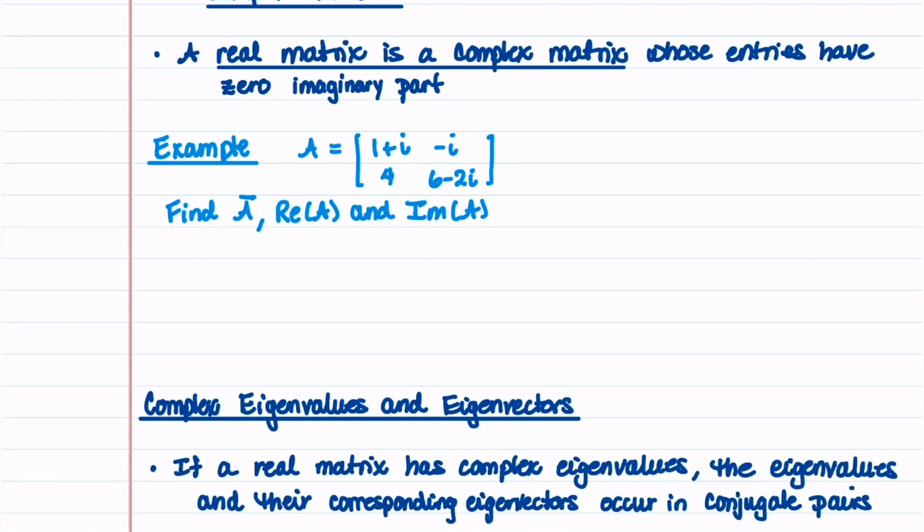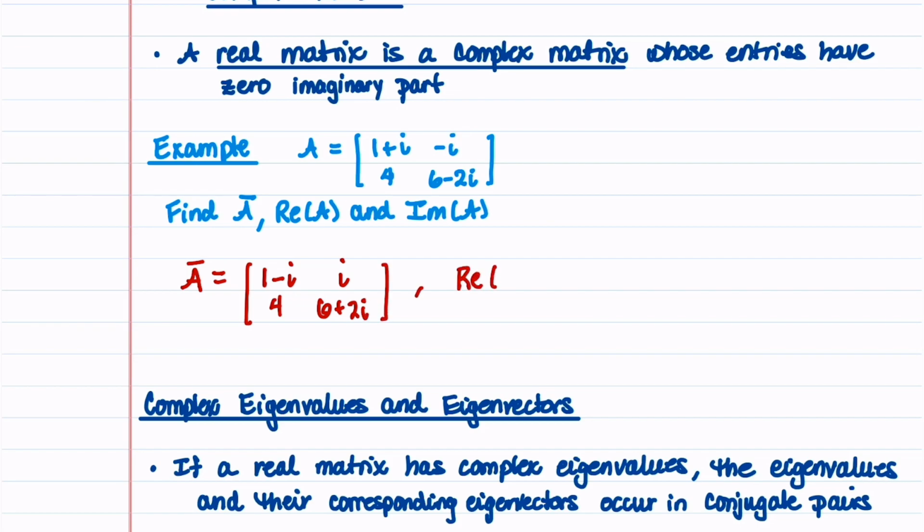Let's look at a typical complex matrix example where we get to learn a little bit about complex matrix arithmetic. In this example, we're asked to find what we call A bar, which is the conjugate of A, and then we're asked to find the real part of A and the imaginary part of A. The conjugate of A looks like this. We're going to take the conjugate of each of those 4 entries. So the conjugate of 1 plus i is 1 minus i. The conjugate of minus i is i. 4 stays as it is. And then the conjugate of 6 minus 2i is 6 plus 2i.